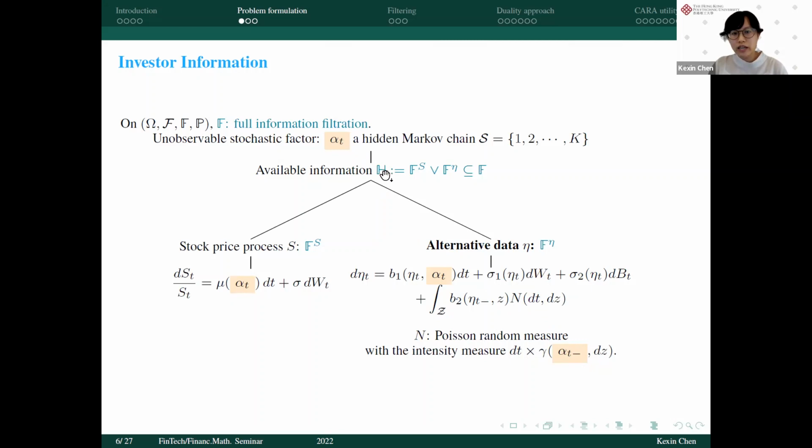So lastly, we use H to denote the available information. So it is the combined filtration that is generated by S and also this eta.